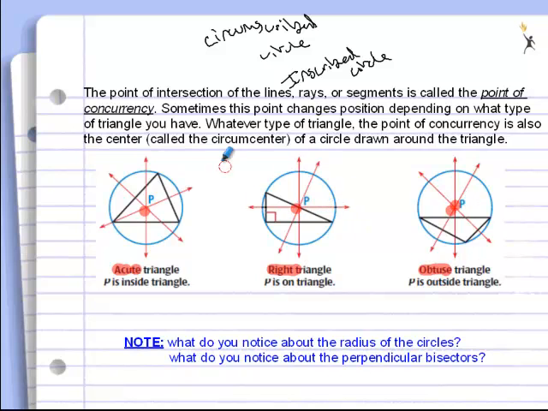The circle that goes on the outside of our shape, regardless of what kind of triangle it is, that concurrency point of the perpendicular bisectors is always the center of our circle. In fact, we even call it, if it's a circumscribed circle, that point is called the circumcenter. And you'll notice it's P on all of these. Okay, and that's just a little note.